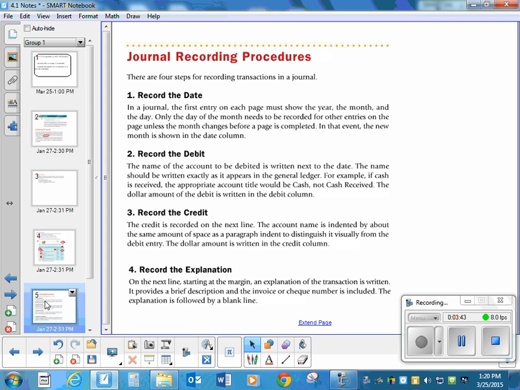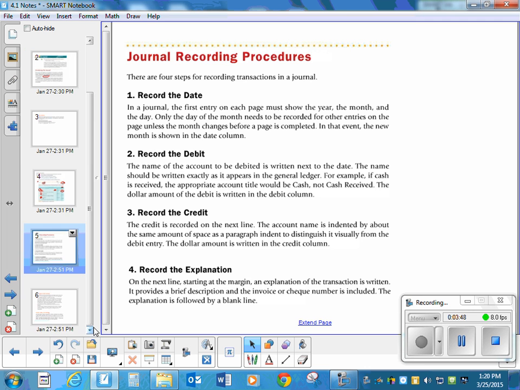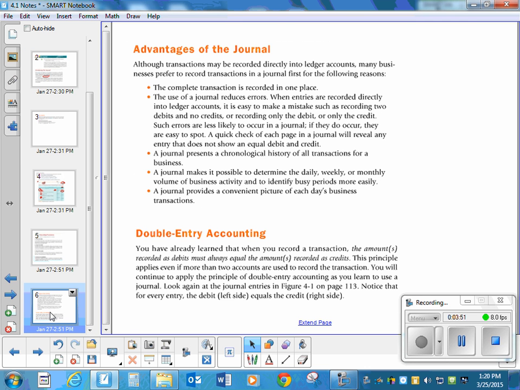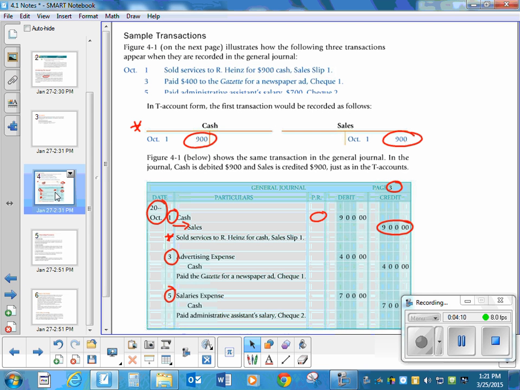We've talked about this already, the 4 parts of a general journal. If you need to review that, that is in the textbook. Just to talk a little bit about advantages and why we use journals. Basically, the reason why we use a journal is because your whole transaction is put together in one spot instead of split between 2 T accounts. Also, it reduces the errors because you can see everything. You can see, yes, I have a debit, yes, I have a credit, everything looks good, so you can keep on going. It's also going to be really easy at the end to do some totaling as well.